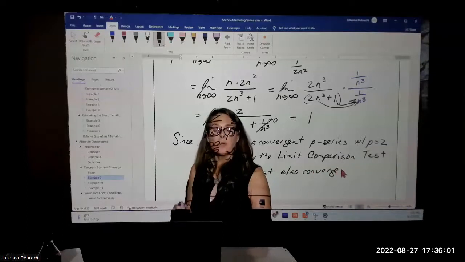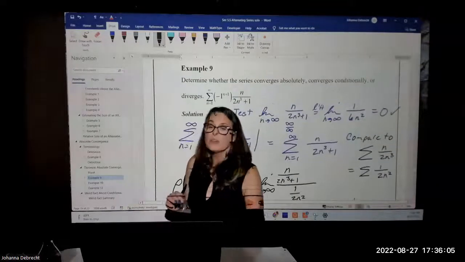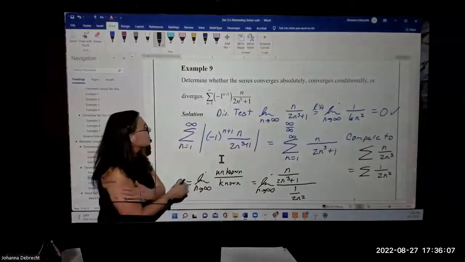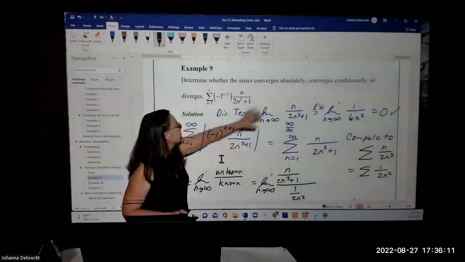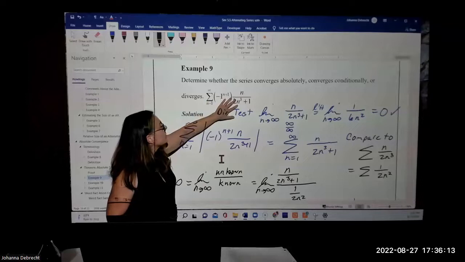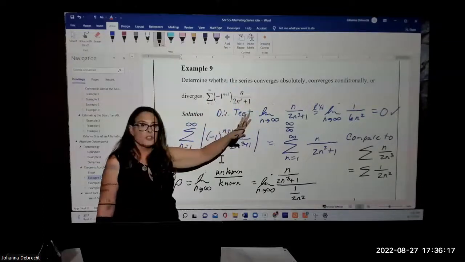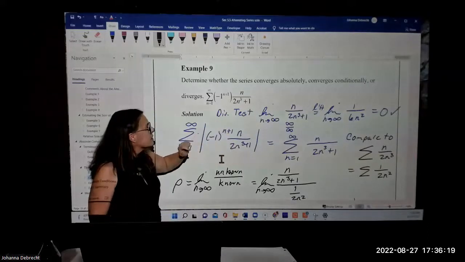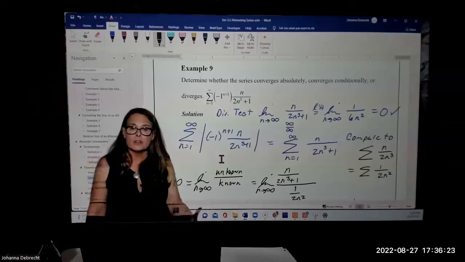All right, so I proved that that does converge. But let's go back to the original statement of the problem. My original series wasn't the absolute value of it, it was the alternating series. And I was trying to find whether it was absolutely convergent, conditionally convergent, or divergent. And what I found is that it is absolutely convergent.